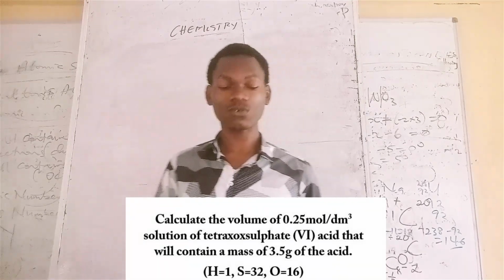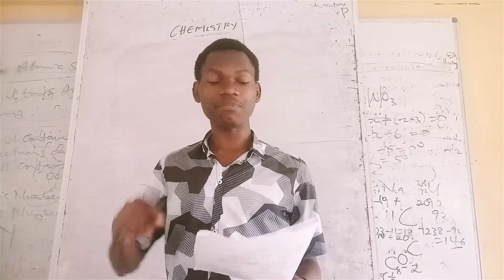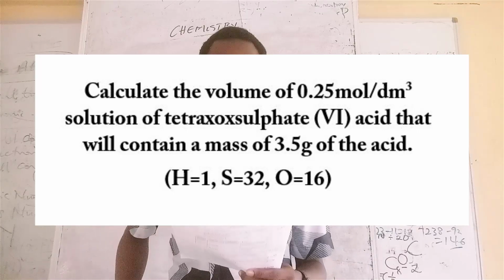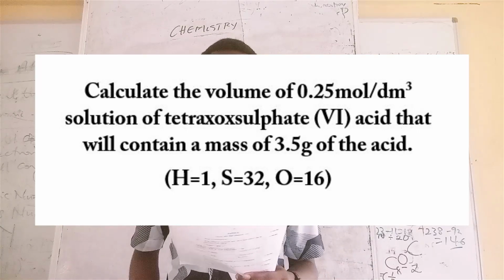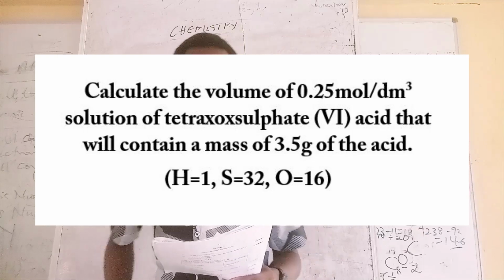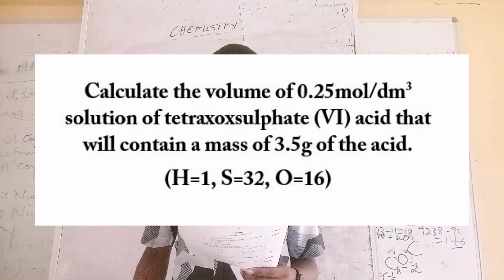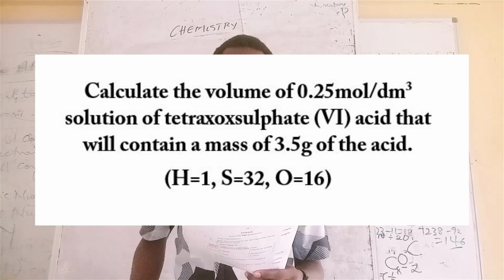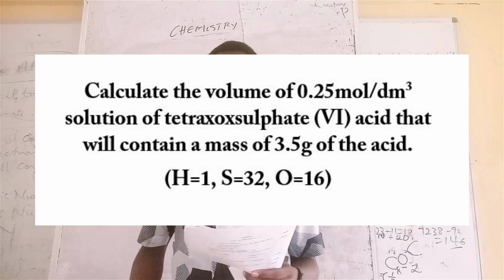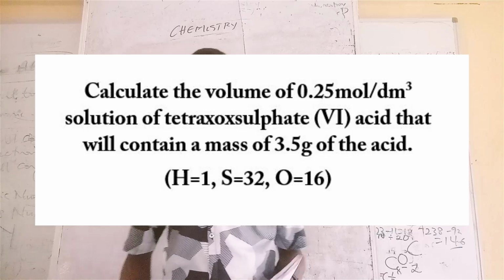It's coming from NECO 2025 theory question number 2BIII. And what is that question? It says, calculate the volume of 0.25 mole per dm cube concentration solution of tetraoxosulfate 6 acid, which is H2SO4, that will contain a mass of 3.5 gram of the acid, and we are given the mass numbers of hydrogen, sulfur, and oxygen.